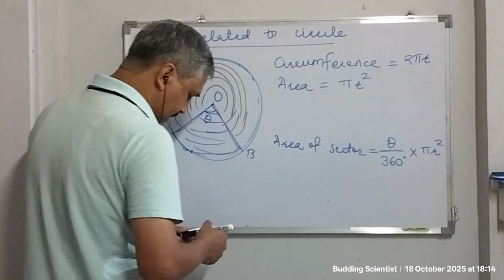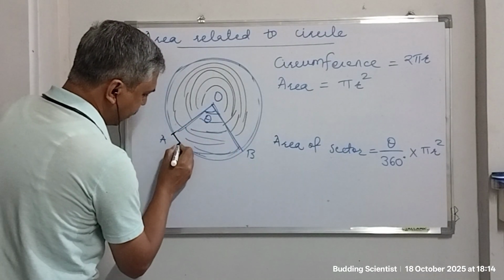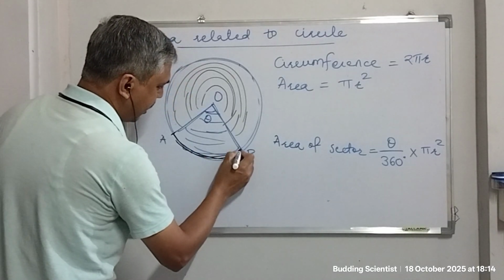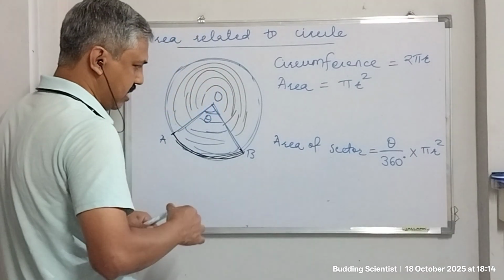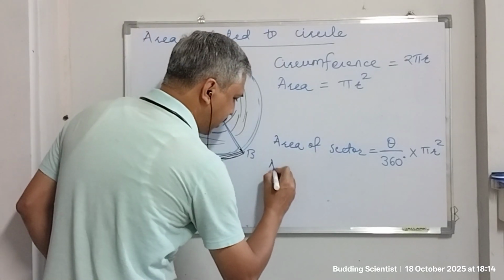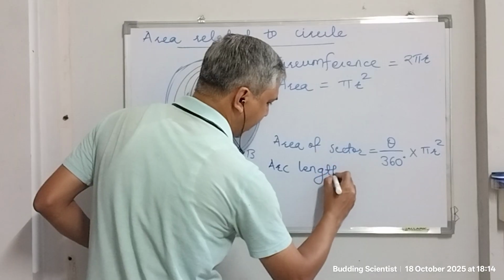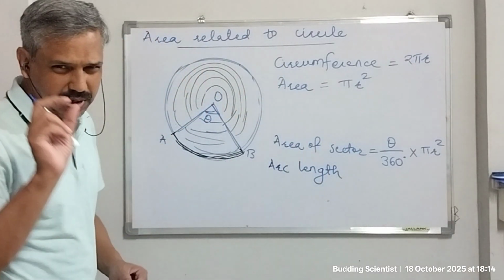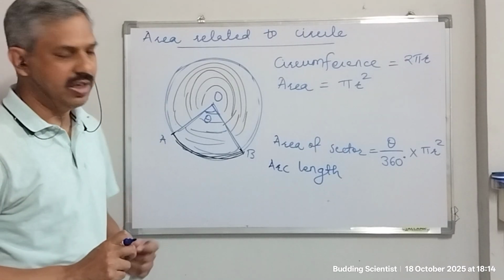Not only that, but in this case, there is also this distance involved, and this is called the arc length. Arc length is the length of the arc. What is an arc? A part of the circle or a part of the circumference, a fractional or small part of the circumference is called an arc.